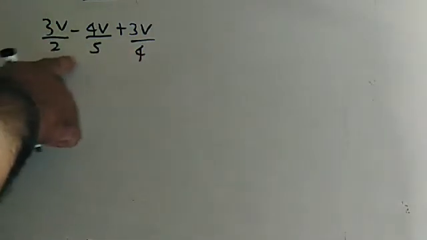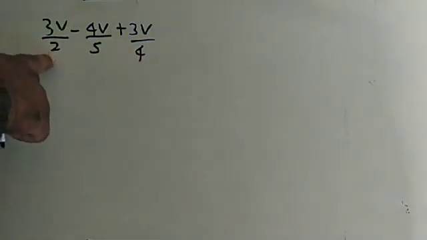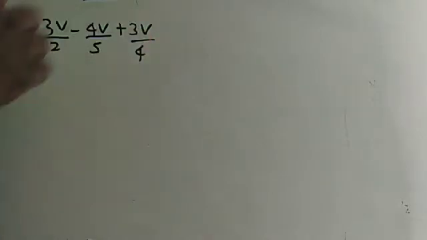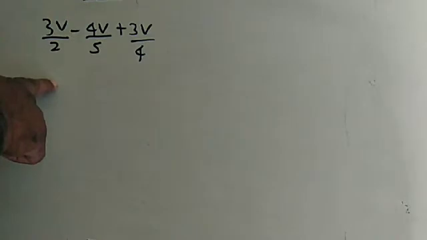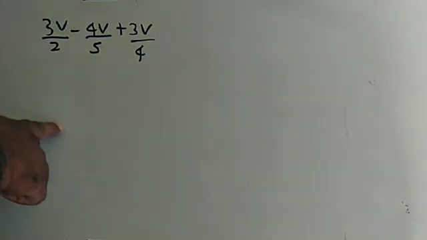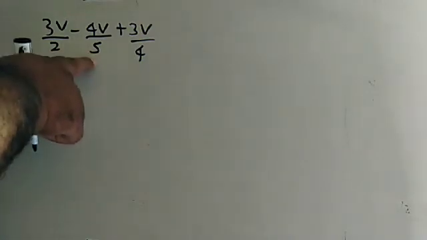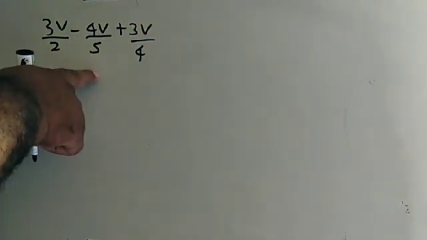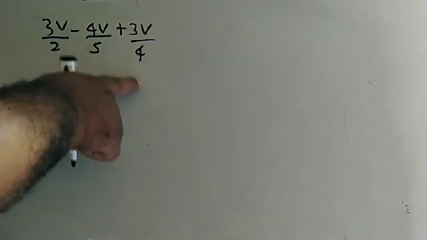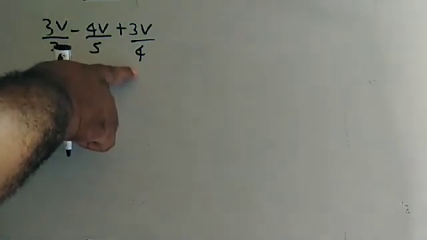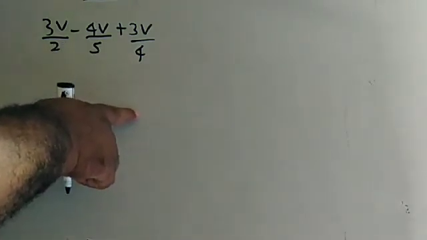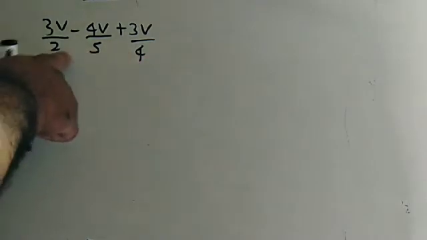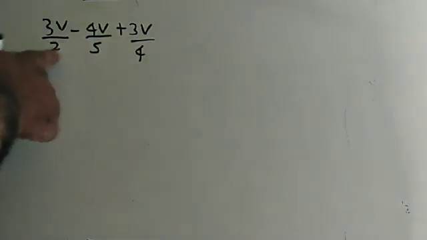2, 5, 4 unequal denominators. Now let's take a common denominator. The multiples of 2: 2, 4, 6, 8, 10, 12, 14, 16, 18, 20. Multiples of 5: 5, 10, 15, 20. Multiples of 4: 4, 8, 12, 16, 20. Now I can say 20 is common, no? 20 is common of this.